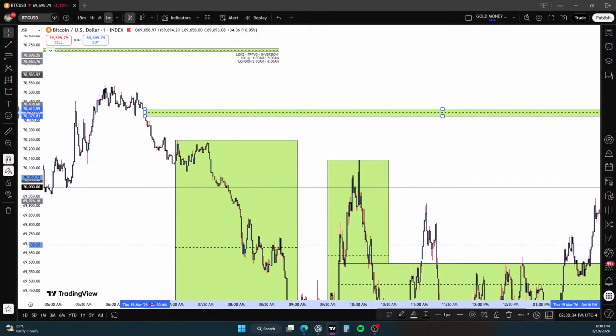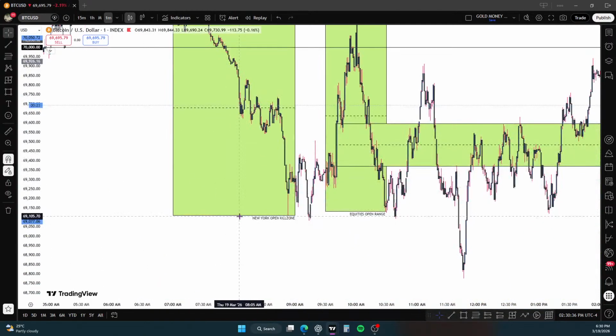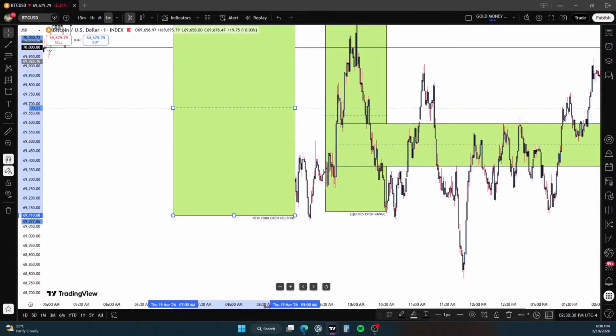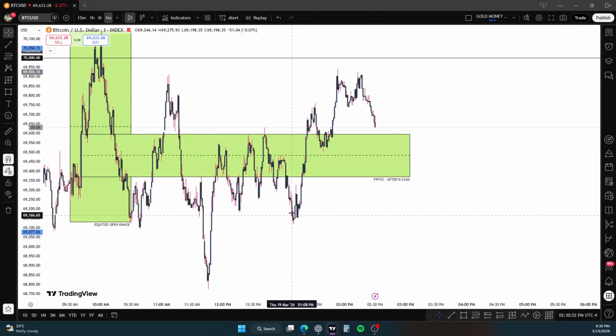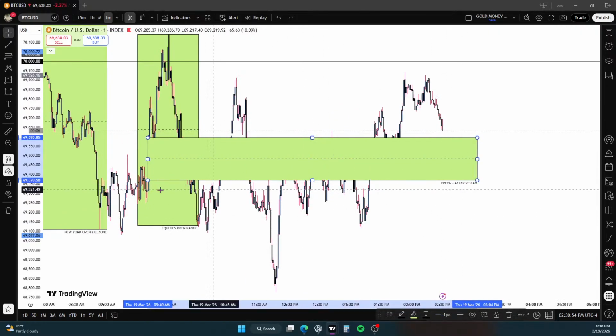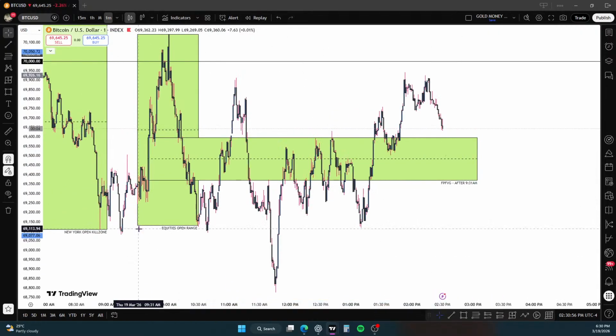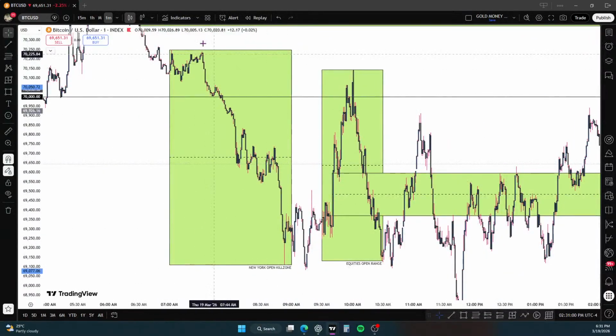6:30 a.m., and then the New York open kill zone, sorry, 7 till 9 New York time. And then the equities open range in New York time is this till this. And then the first presented fair value gap is anything formed after the first minute of the range. And that goes for all of them. If you go for a first presented fair value gap in here, it'll probably give you something like that.